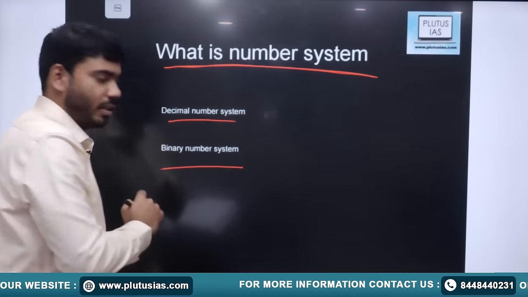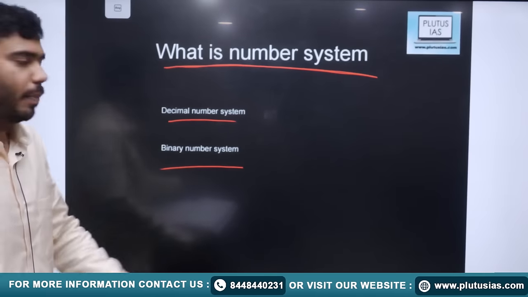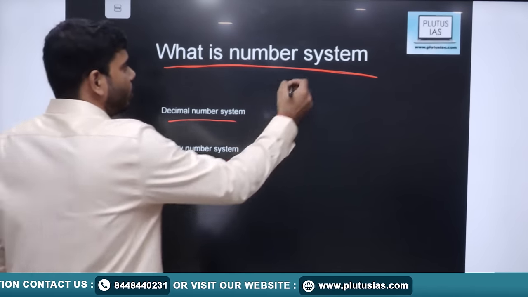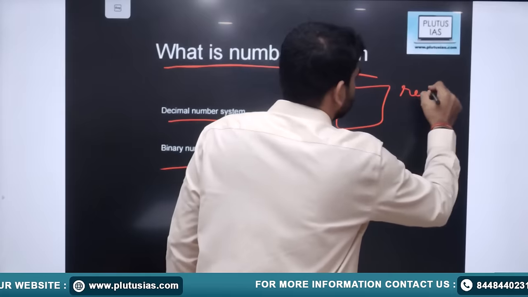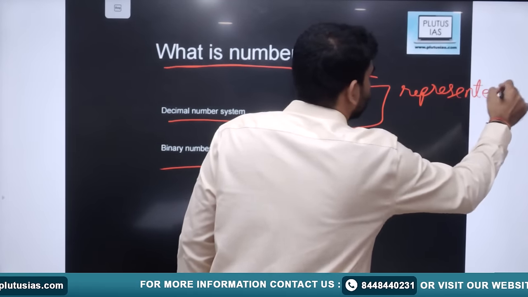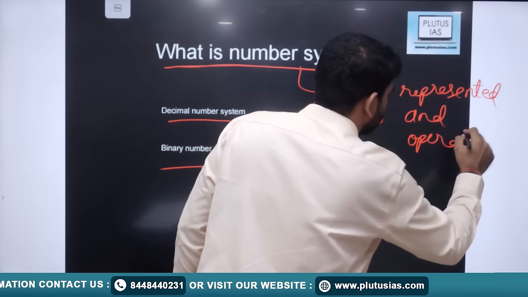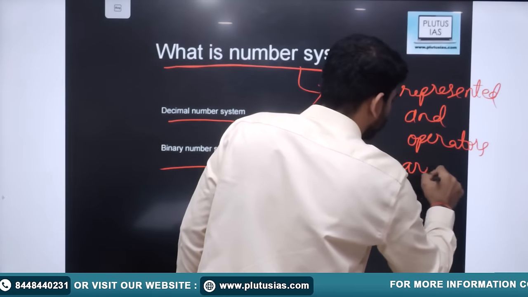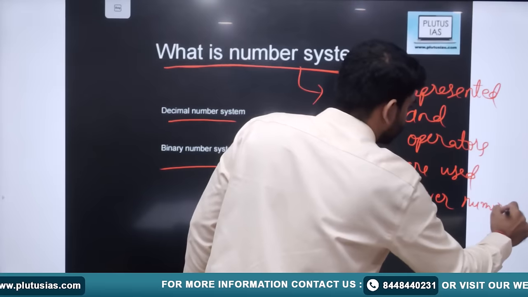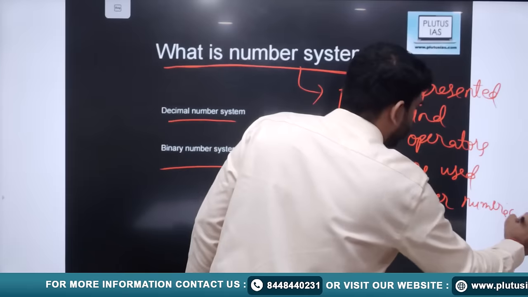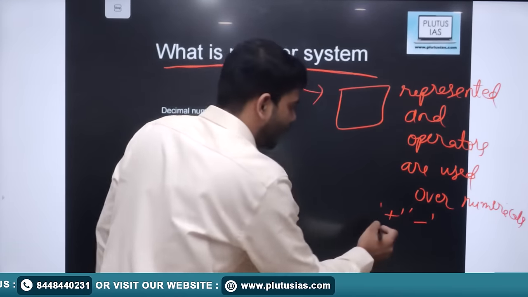What is a number system? What is a decimal number system? And what is a binary number system? In classes also, we won't be dwelling too much into the theoretical part of the mathematics. That's not needed here. So number system is a system where numericals are represented and operators are used over numericals, like addition, subtraction, these kinds of operators can be used over numbers.